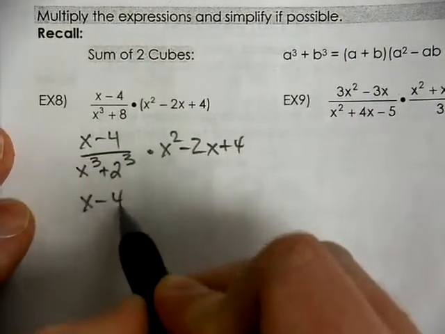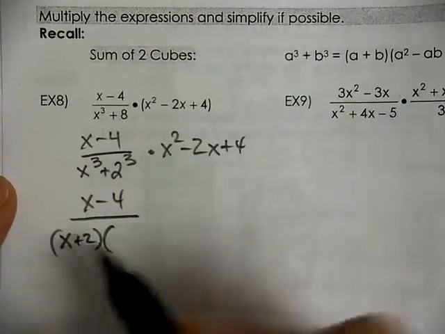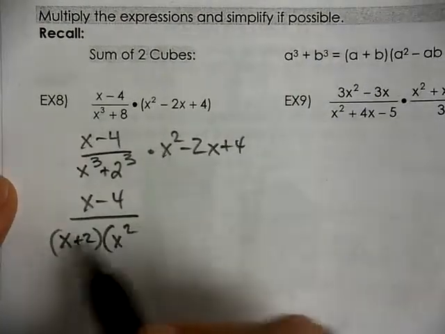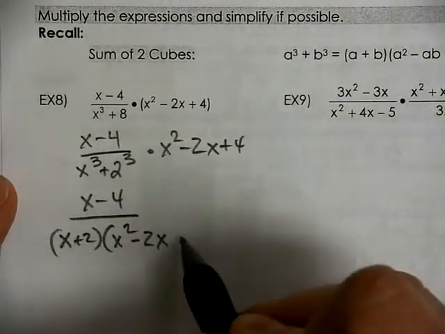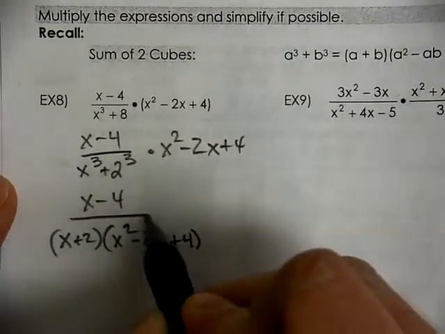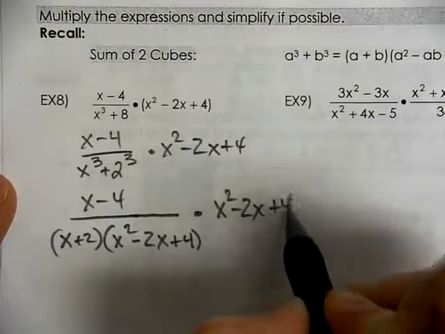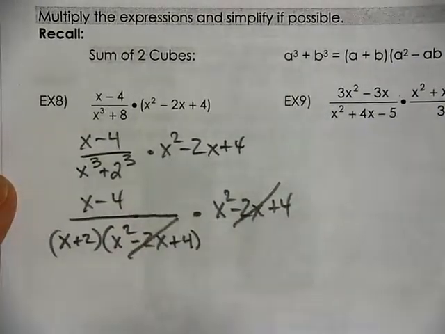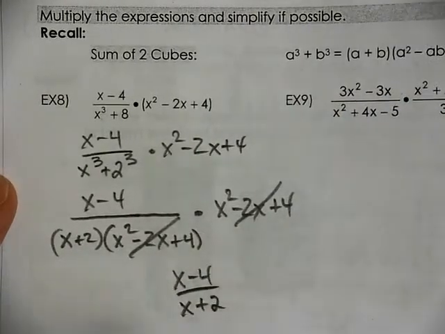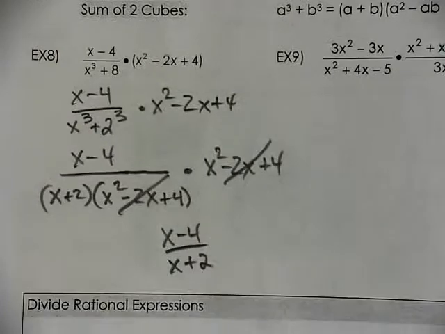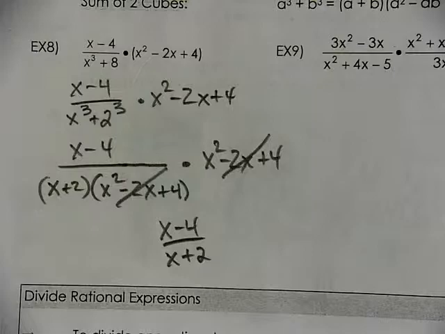So I'm going to factor the bottom. I'm going to call that x plus 2. I'm going to square my first term. I'm going to multiply my other two together and change the sign. And then I'm going to square my second term. And that should still multiply my x squared minus 2x plus 4. And in this case, they cross out, and I'm left with x minus 4 over x plus 2. Nothing can factor out of this last expression. The x's can't go, the 2's can't go.